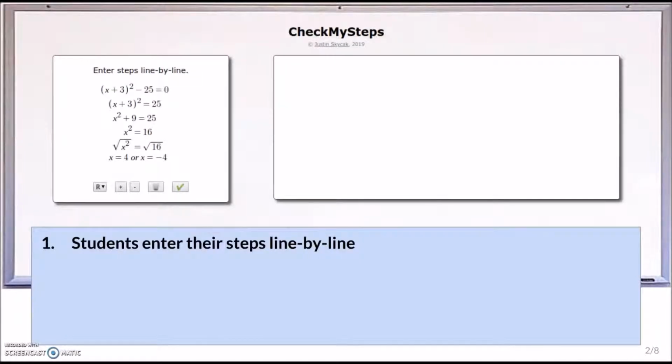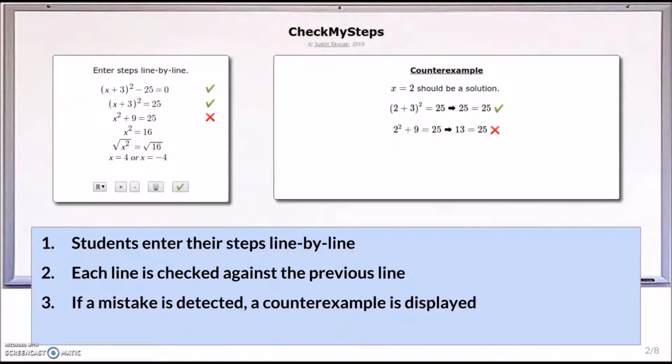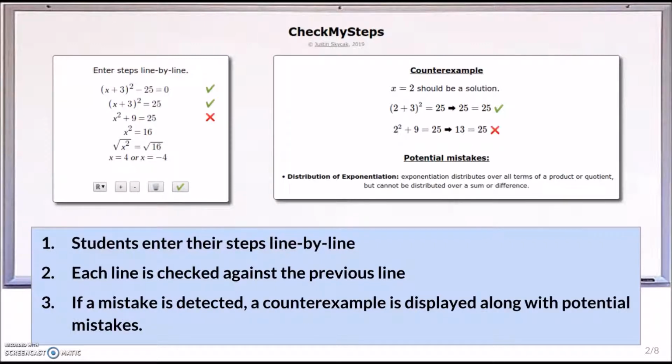First, students enter their steps in their work line by line. Then they submit their work and each line is checked against the previous line. If a mistake is detected in any step, then a counterexample is displayed, and any potential mistakes are listed for the student to review. Each potential mistake classifies the student's error as a potential violation of some algebraic rule and informs the student of the correct interpretation of that rule.